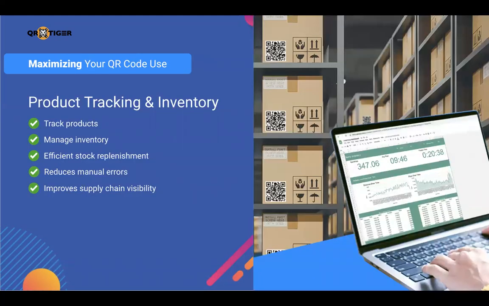Another reason would be product tracking and inventory. So on the back end of things, right? So keeping yourself more organized. You can track products, you can manage your inventory, have efficient stock replenishments, and this reduces your manual errors if you were doing this manually, and improves your supply chain visibility.